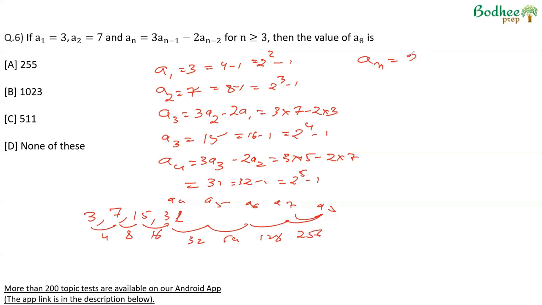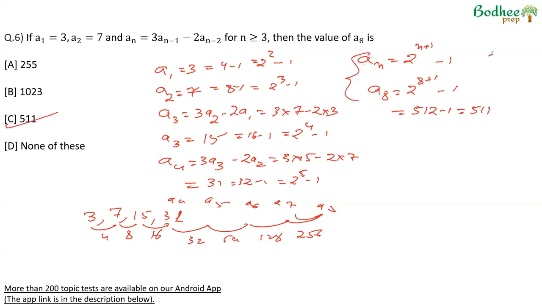For 2, the power is 3. So 2 raised to power n plus 1 minus 1. We have to find A8. This will be 2 raised to power 8 plus 1 minus 1, which will be 2 raised to power 9, 512 minus 1, which is 511. That becomes my answer.